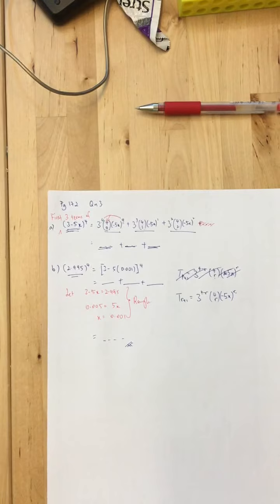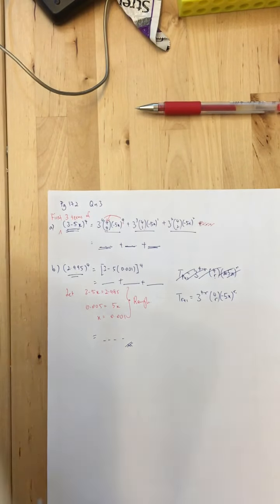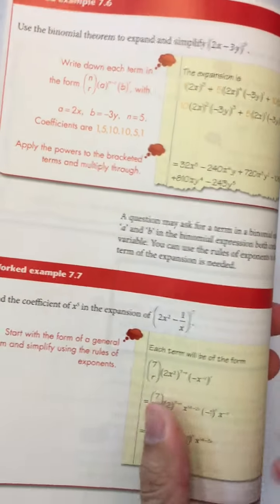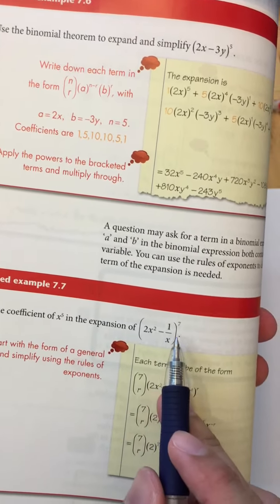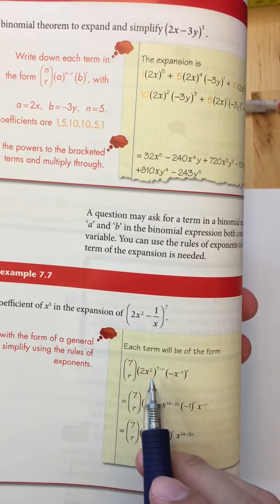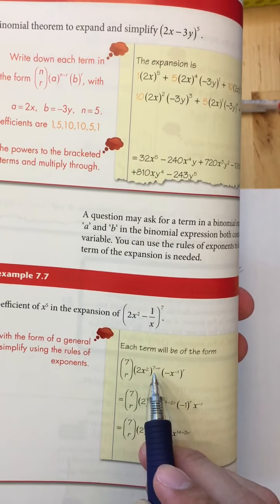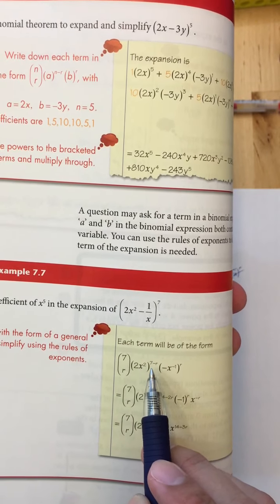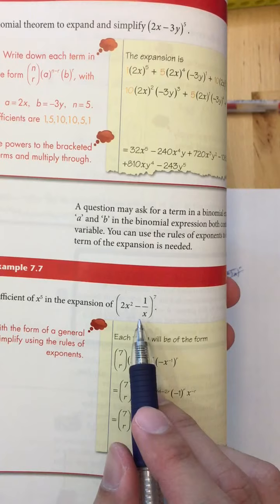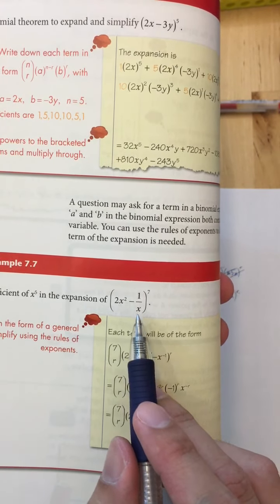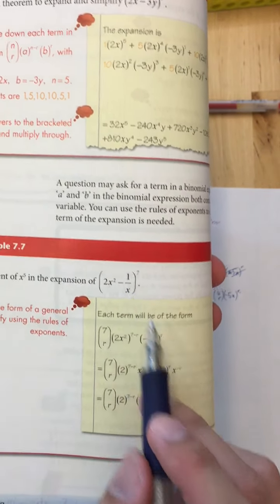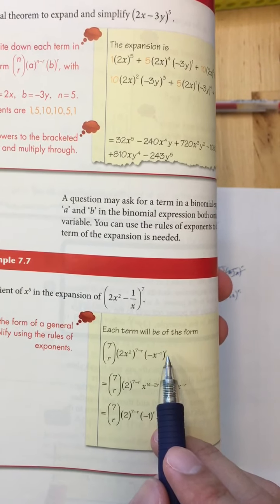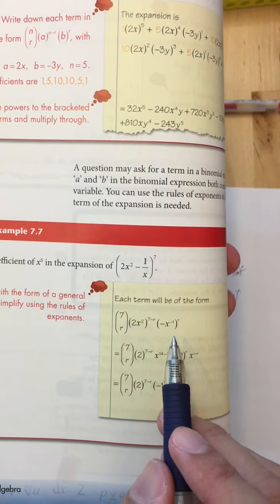So that's why in the book, each term will be of the form, for this example, of this, where 7 follows the power, then 2x squared is to the power of 7 minus r, because the first term decreases in order. Then the next one, minus 1 over x is minus x to the power minus 1, because you bring it up, right? And to the power of r, because it's in ascending order. So each term will be of this form.